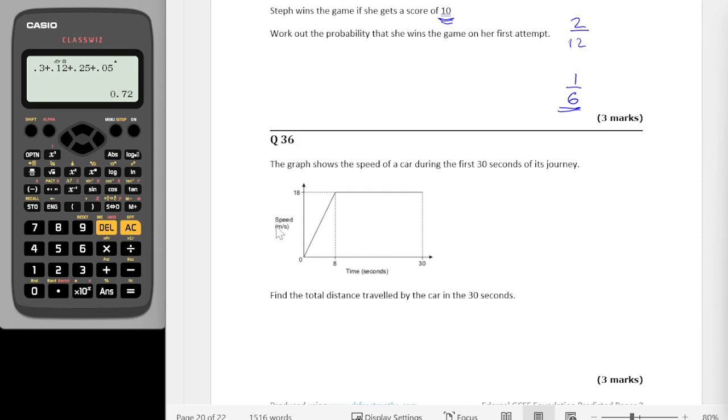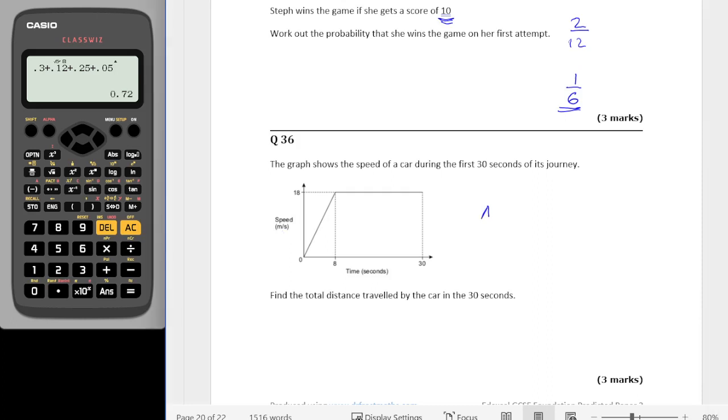Because if you think about it, we've got speed, which is in meters per second, and then we've got time in seconds. So if you times them together, the seconds kind of cancel out and you're left with just the distance. So we want the area under the curve. So we want a triangle and a rectangle.